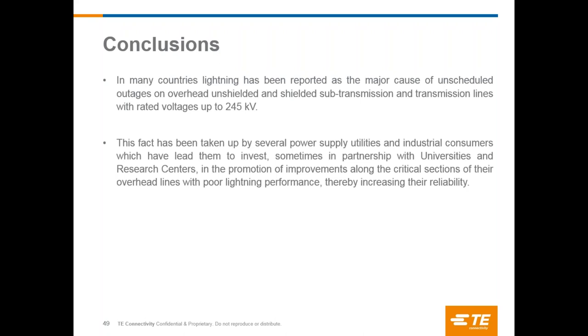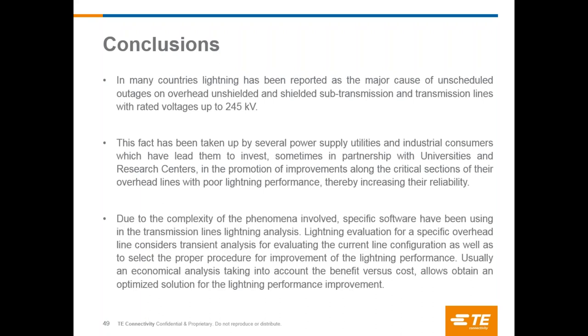This fact has been taken up by several power supply utilities and industrial consumers, which has led them to invest, sometimes in partnership with universities and research centers, in the promotion of improvements along the critical sections of the overhead lines with poor lightning performance, thereby increasing their reliability.